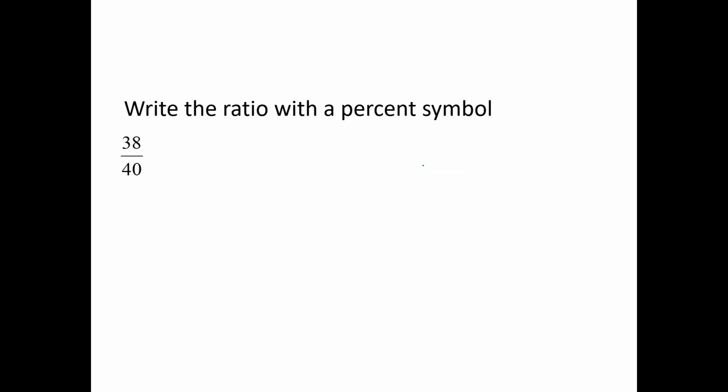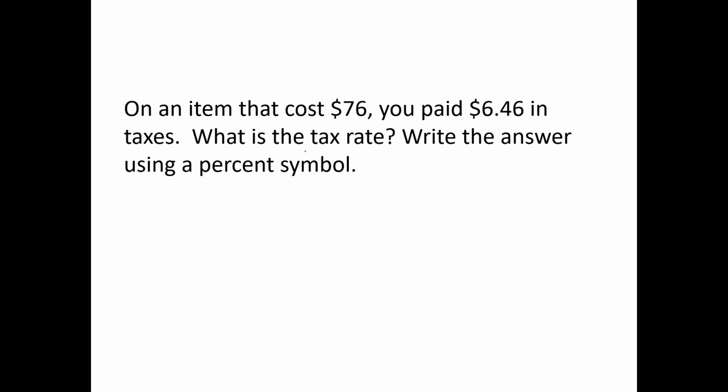So try this next one. Again, pause the video, try the problem on your own. You don't have to do the long division by hand. You can do that with the calculator. And so 38 divided by 40 is 0.95. And now I'm going to skip the step. We're just going to multiply the numerator and denominator by 100, which is going to give me a 95 over 100. And I don't write the over 100. I just write 95%. Okay.